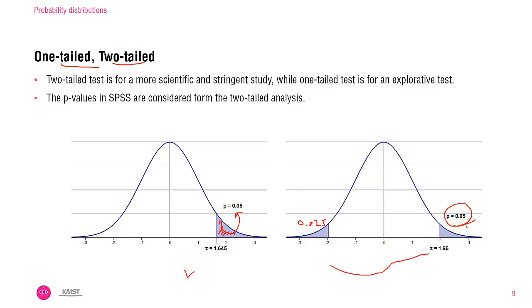Whether one-tailed or two-tailed is relevant, it's actually relevant when you perform the t-test. We will cover this issue again when we learn the t-test. Then it is much clearer what these sentences actually mean. A two-tailed test is more for a scientific and stringent study, while a one-tailed test is for an explorative study. So it offers a more generous decision.